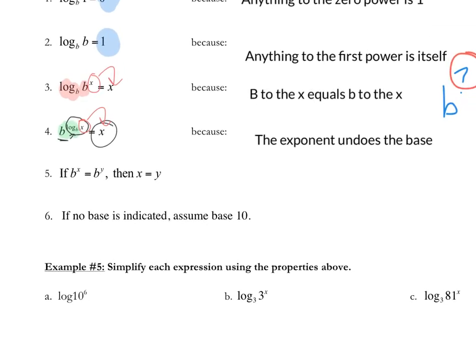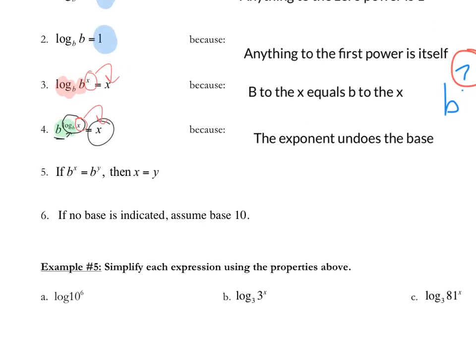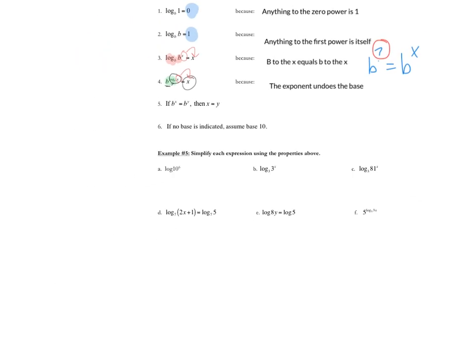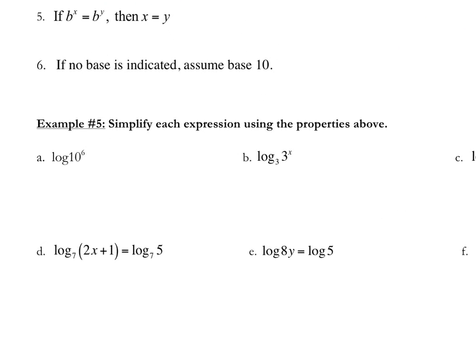The last couple rules, if b to the x equals b to the y, then those exponents must be the same. And finally, if no base is indicated, we assume it's base 10. We discussed that a little bit earlier. So there are 6 problems here. I am going to work through them myself, but I'd like you to try them first. So go ahead, pause the video, and check your answers here in just a minute.